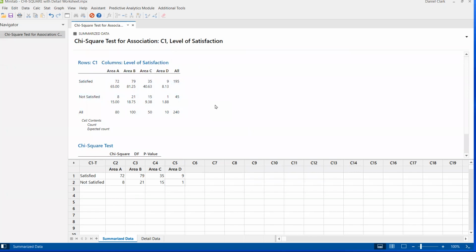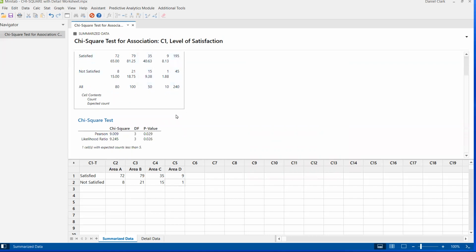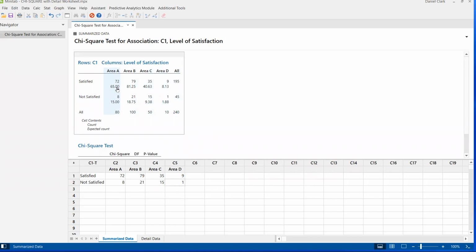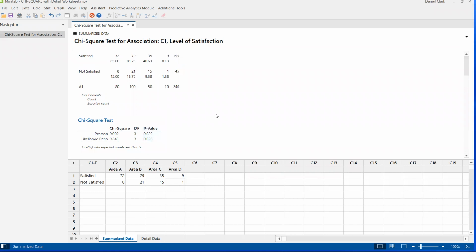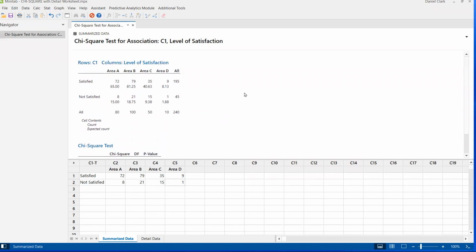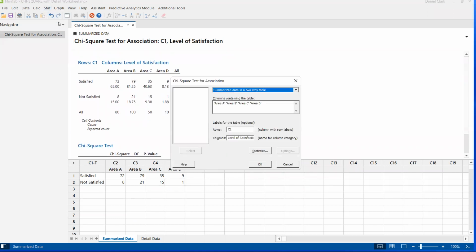So then it falls to us to try to figure out which one of those areas is different. When you use the default settings on this test, this is the information it gives you. You get a low p-value, and you have the actual and the expected counts. What you know is at least one area is different. I need to know which one, so I'm going to go back and redo that test.